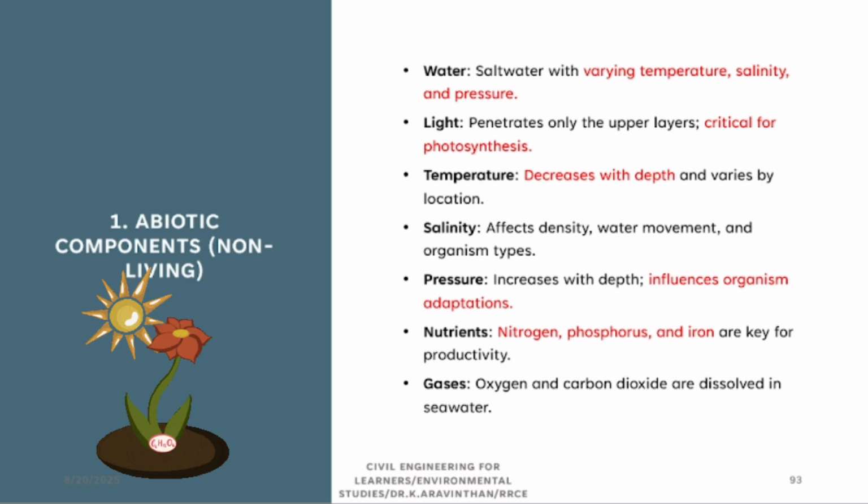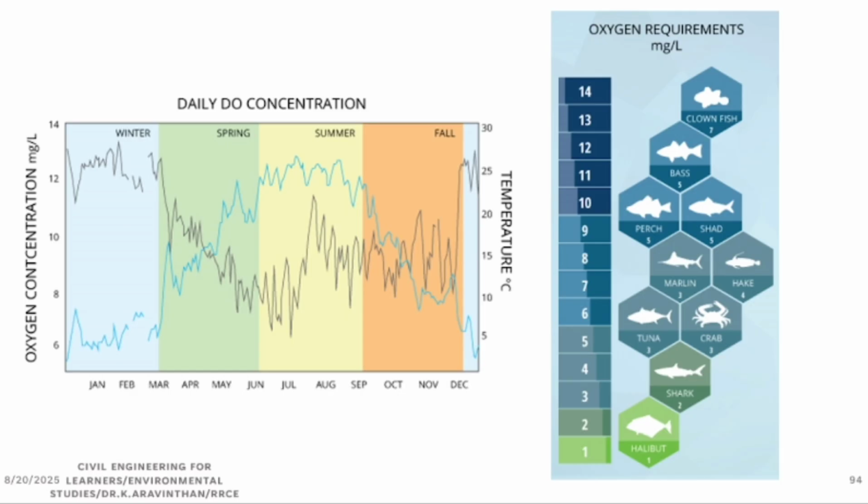Producers create food by using this component called photosynthesis. Temperature, salinity, and pressure influence the organism. Certain living organisms cannot live in higher pressure or deeper water. According to that, the living beings exist. Now, this is a statistic I have taken from a research article.